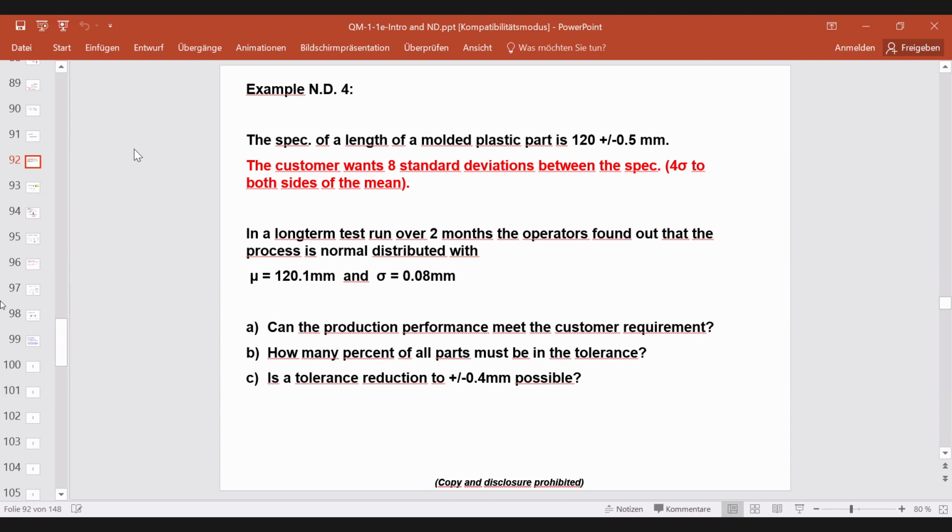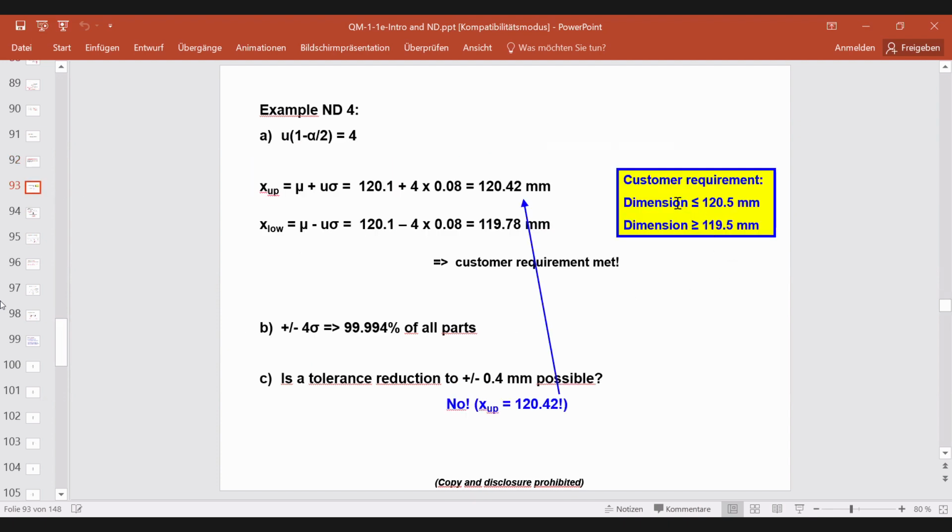So, first question, can the production performance meet the customer requirement? Well, we have this mu 120.1 and this sigma 0.08. And here we have the tolerance, which is 120 plus minus 0.5 millimeter. This means the upper specification limit is 120.5 millimeter, and the lower specification limit is 119.5 millimeter.